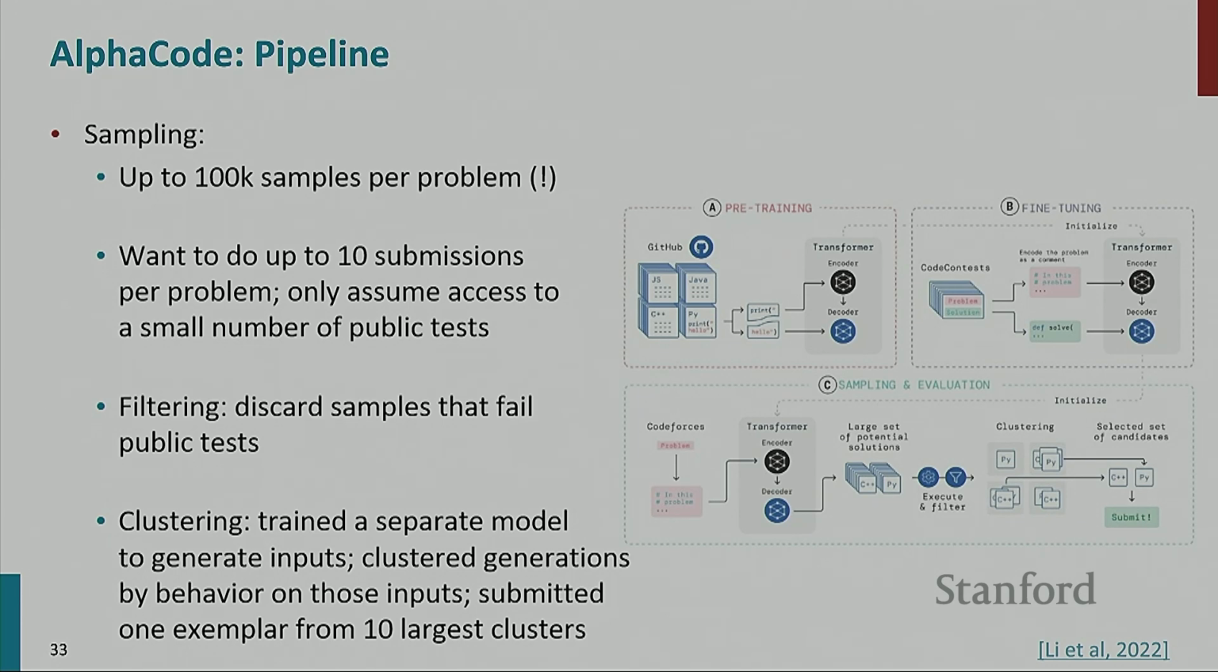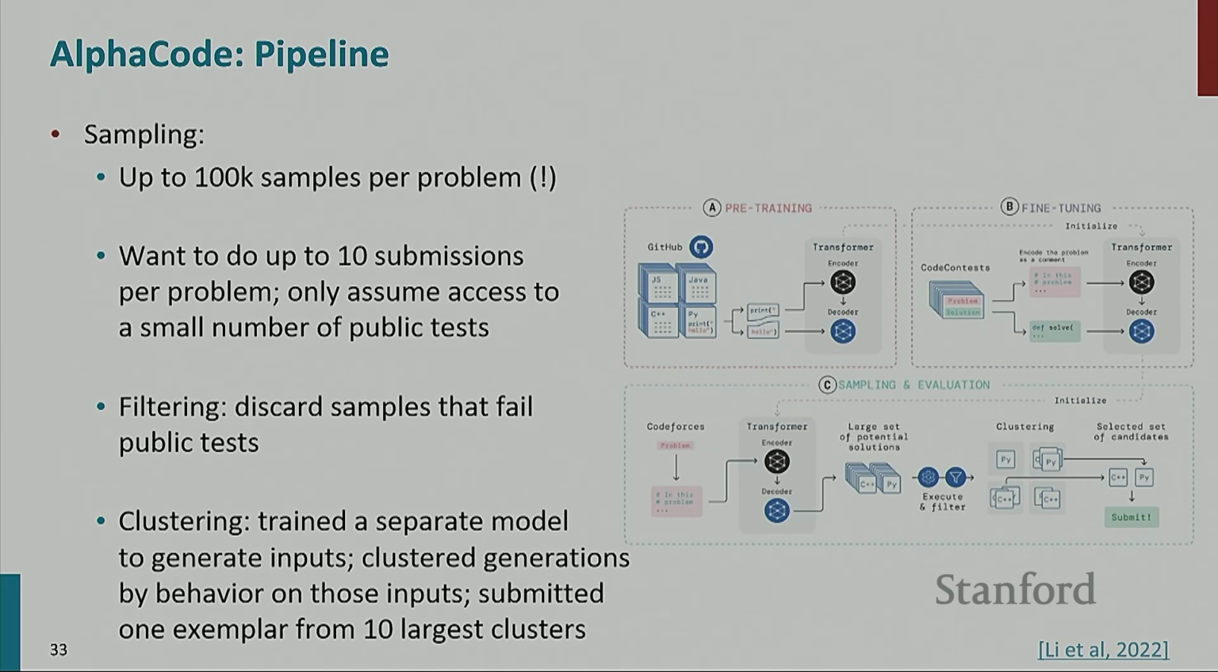So how do we do that? Well, the first obvious step is filtering. Each of these problems comes with some examples of inputs and outputs. So I can immediately discard all the programs that don't satisfy even those example inputs. That already removes about 90% of these 100K samples. Then we still have a quite significant number of programs that work at least on the basic tests. So what do we do?